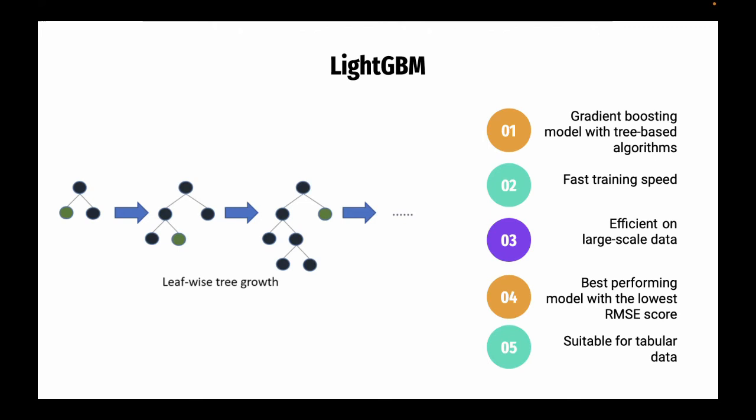One other characteristic of LightGBM is exclusive feature bundling, in which the algorithm combines exclusive features to reduce dimensionality, making it faster and more efficient. LightGBM also happens to be our best performing model with the lowest RMSE score obtained.